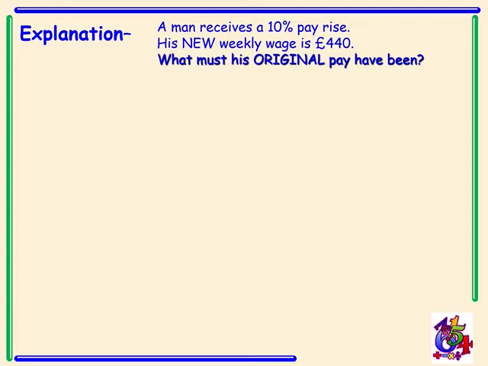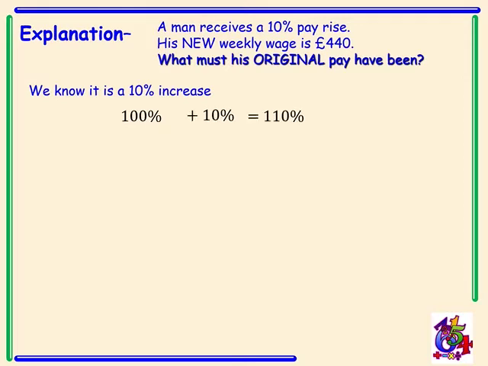We've got a man who receives a 10% pay rise and his new weekly wage is £440. What must his original pay have been? So after the 10% rise, his wage is now 440. If we think about how we do a 10% increase, it would be 100% plus 10%, which is 110%. So 110% of his original pay would have given us an answer of 440.